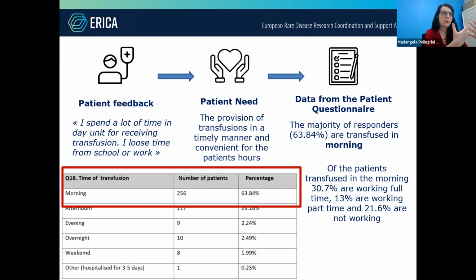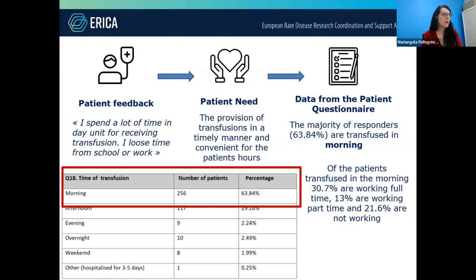So we can identify from the personal feedback a need: the provision of transfusion in a timely manner that is convenient for the patient's life, so he or she cannot avoid losing time for school and work. So we have the questionnaires. The patient community answered the questionnaire, and then we can claim that the majority of responders, 63, almost 64% of people, are transfused in the morning. And this is data that could be claimed by the patient advocate for raising a need.